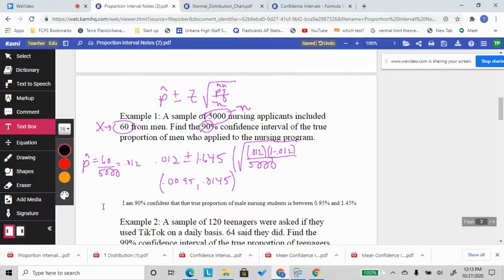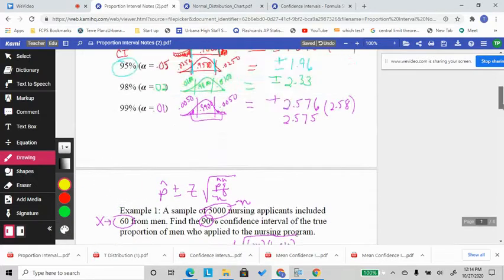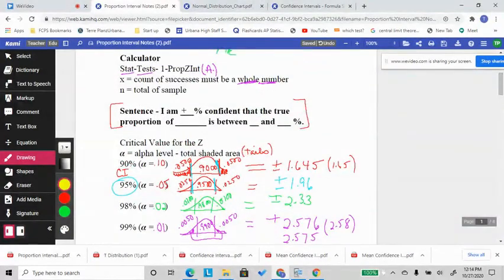Okay, so then you have to have also your sentence for each one. All right, so 3 points for each question. We have to have this is 1, 2, and then 3. If you need help with the sentence, I have given you a template for the sentence. It is right here. I said I am 90% confident that the true proportion, and we were talking about male nursing students, is between the two percents.